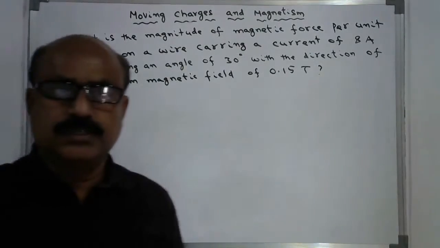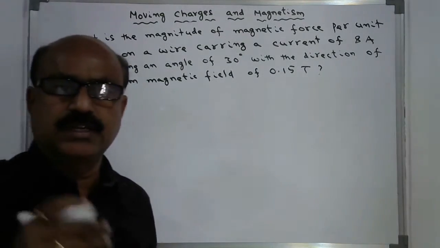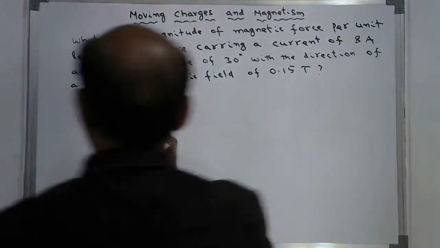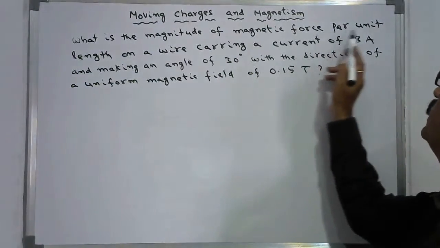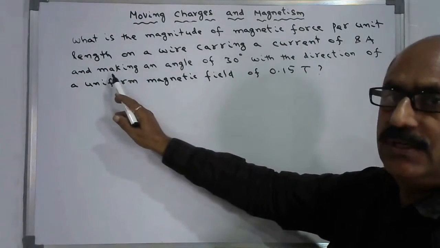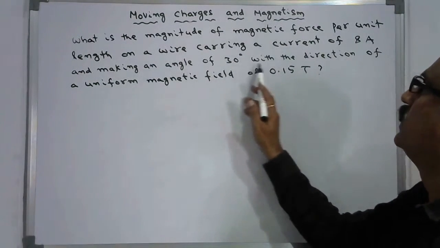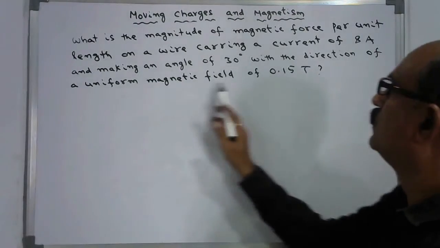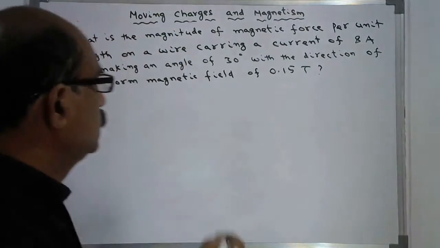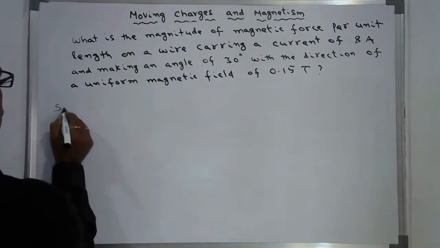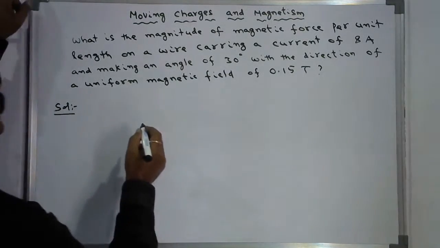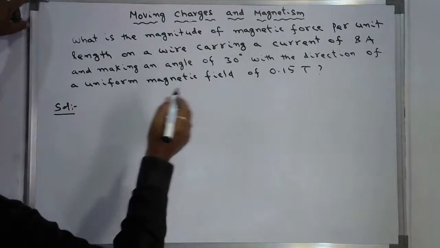Now let us solve one more problem based on force on a current carrying conductor placed in a uniform magnetic field. What is the magnitude of magnetic force per unit length on a wire carrying a current of 8 amperes and making an angle of 30 degrees with the direction of a uniform magnetic field of 0.15 Tesla? Let us see what is the data given. The magnetic force per unit length you have to find.